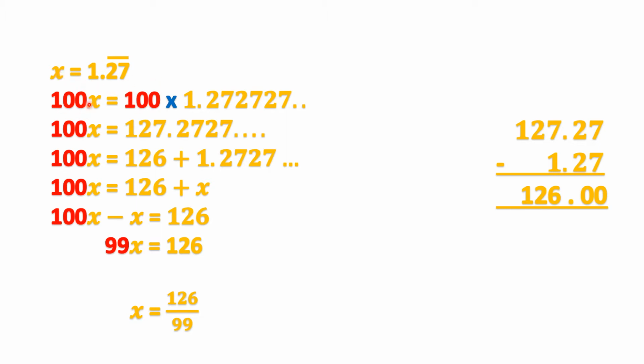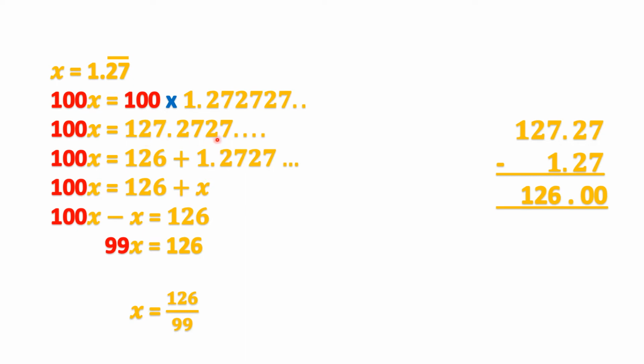x multiplied by 100 becomes 100x. 1.272727 is multiplied by 100 in this step, right? Now 100x will remain 100x till the last second step. Until then we will be solving the right hand side. In the right hand side, as we learned in the previous video, since it is multiplied by 100 and there are two zeros, the decimal point will move two places to the right, right? So the decimal point moved two places to the right and it became 127.2727, etc. right? So in the next step we get this.